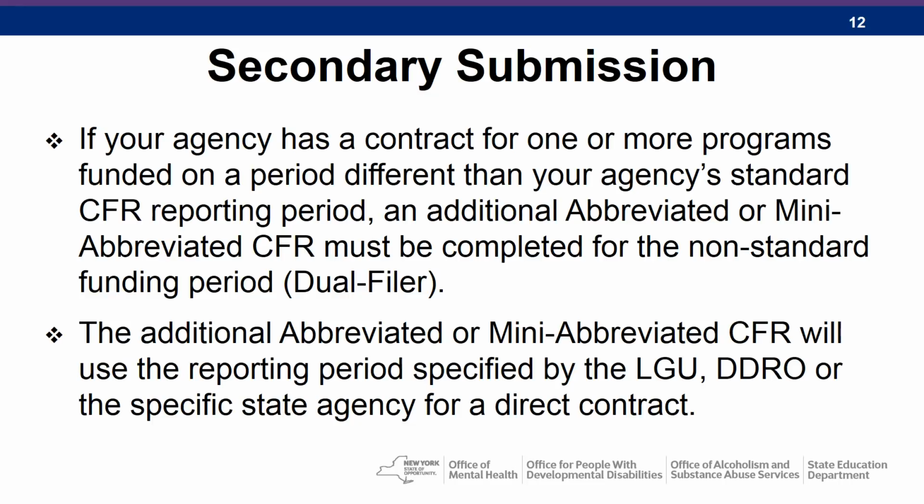If your agency has a contract for one or more programs funded on a period different than your agency's standard CFR reporting period, an additional abbreviated or mini-abbreviated CFR must be completed for the non-standard funding period. The most common off-cycle contracts are for special legislative grants known as member items. The additional abbreviated or mini-abbreviated CFR will use the reporting period specified by the LGU, DDRO, or the specific state agency for the direct contract.